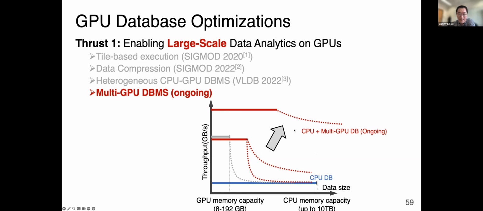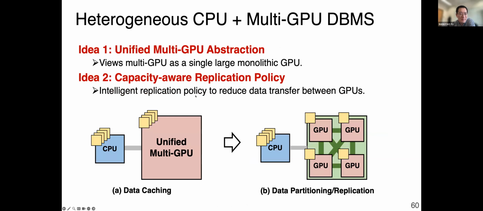So yeah, in this work, we try to enhance Mordred, the heterogeneous CPU-GPU database, to support multiple GPUs. We will first treat multiple GPUs as a unified GPU. We treat it as a single GPU, but it's actually multiple GPUs. When treating it as a single GPU, this will be the same architecture as Mordred.